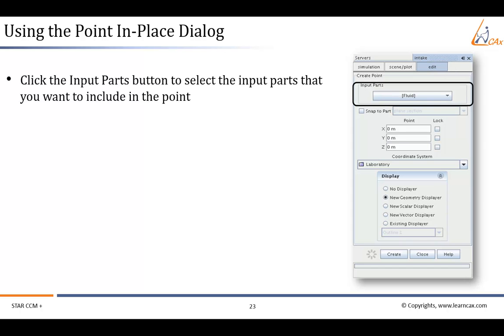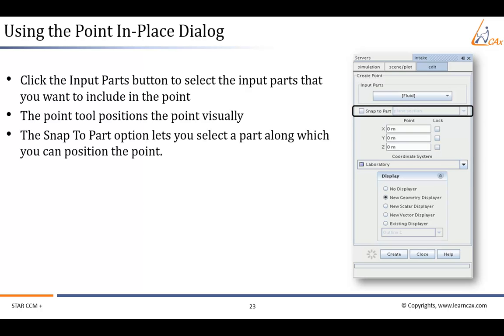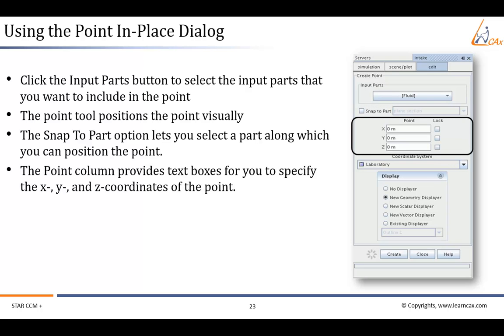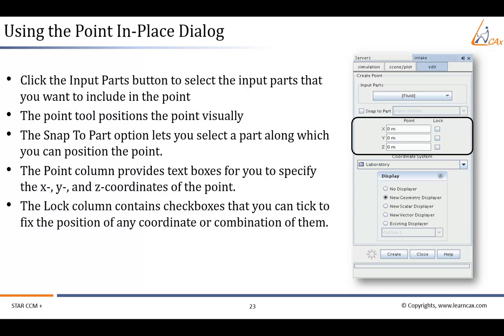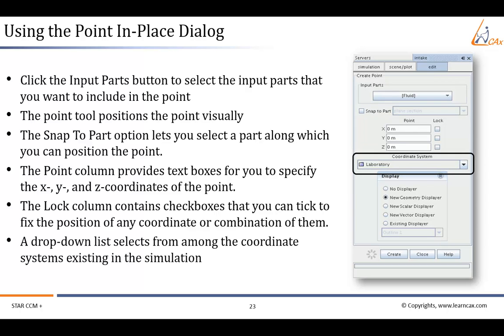Click the Input Parts button to select the input parts that you want to include in the point. The point tool can be used to position the point visually. The Snap to Part option can be used to select a part along which you can position the point. The point column provides text boxes for you to specify the X, Y, and Z coordinates of the point. The Lock column contains checkboxes that you can tick to fix the position of any coordinate or combination of them. A drop-down list selects from among the coordinate systems existing in the simulation.